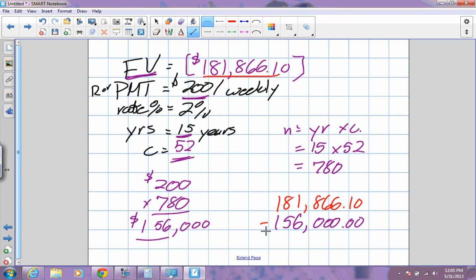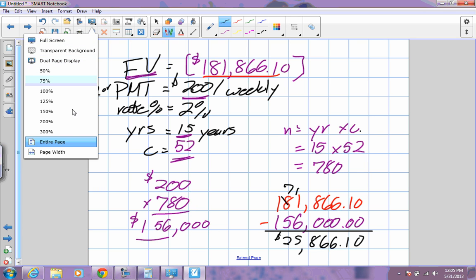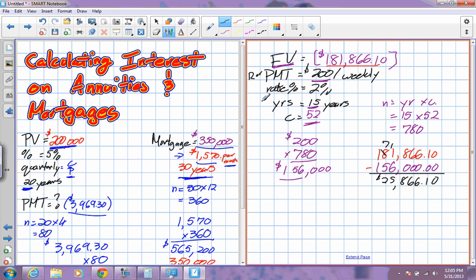Not mortgage, sorry, annuity. So we earned a lovely 10 cents, $866. So we earned $25,866 in interest over the 15 years by just putting $200 into the bank every week. And that's actually somewhat of a manageable amount of money to put into the bank each week.